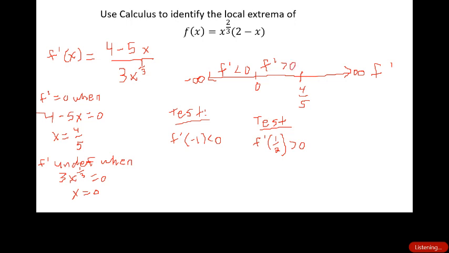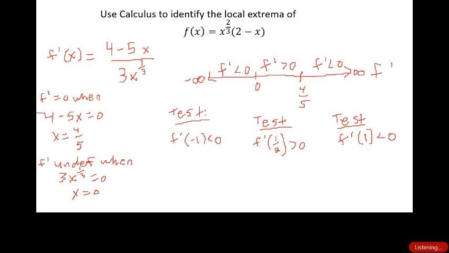Then we're going to pick a test point between 4/5 and infinity. So a good test point that's greater than 4/5 is, let's say, 1. So let's take 1 and plug it into the first derivative. So 4 minus 5 divided by 3 is a negative number. Since our test point is negative, that means all of the first derivatives are negative for this entire interval.